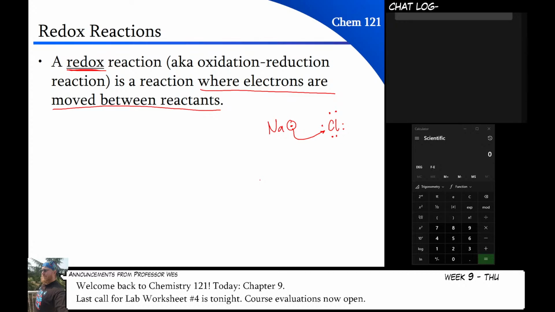But for an element like sodium reacting with an element like chlorine, if we remember all of our chemical principles that we've studied up to this point, where we want to satisfy the octet rule, we want to have balanced charges and that sort of stuff, then we would see the only way to do this is to move this electron from sodium to chlorine. And thus, this would be a redox reaction.